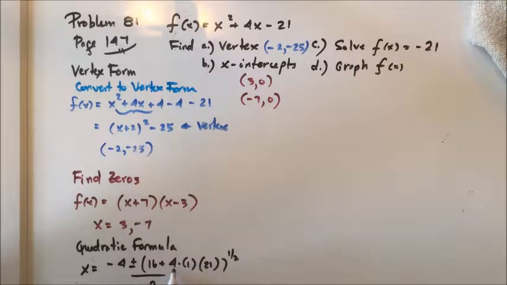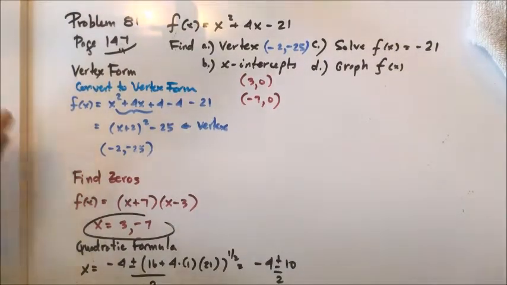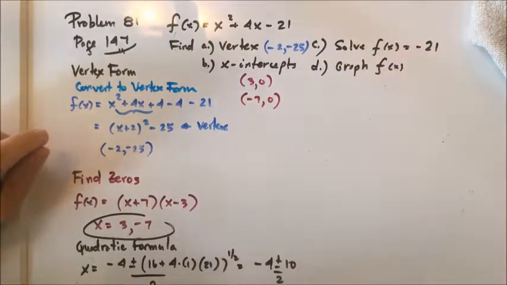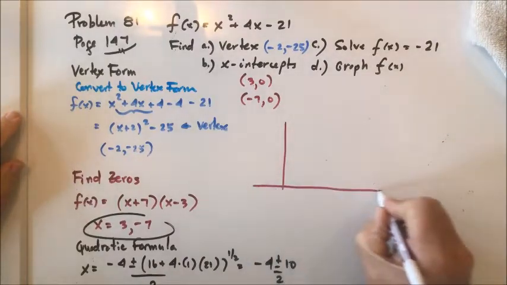And now if we just look hard at this, this is 84 plus 16, which is 100. The square root of 100 is 10. So this is minus 4 plus or minus 10, all over 2. So we're going to get minus 4 plus 10 is 6, divided by 2 is 3, or minus 4 minus 10 is minus 14, divided by 2 is minus 7. So sure enough, try as hard as we might, one way or the other, the zeros are 3 and minus 7.